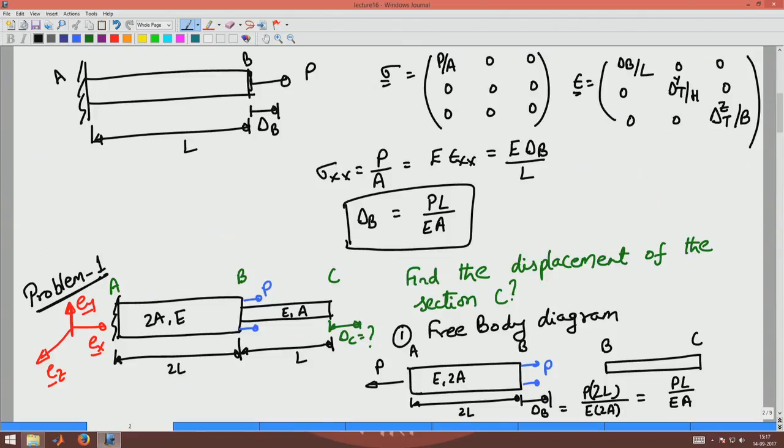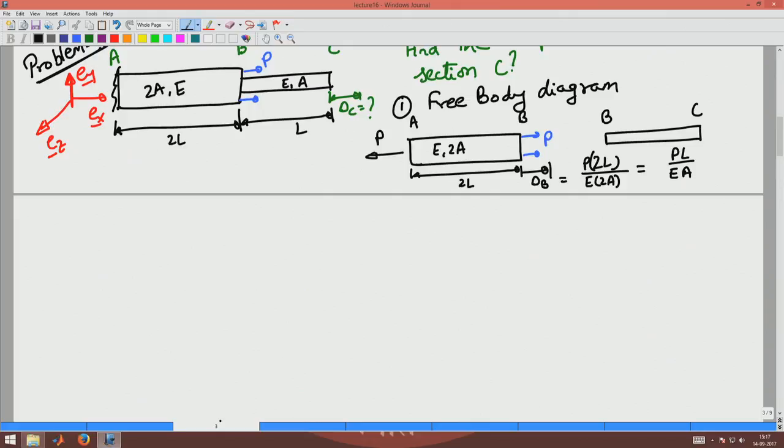Since there is no force at B, if I were to analyze the structure BC, there is no force here, this point moves by delta B, and so this will move by delta C. Since this edge moves, this surface also will be moving by some amount delta C. In this case, since there is no force applied, delta C is going to be equal to delta B, which is PL by EA.